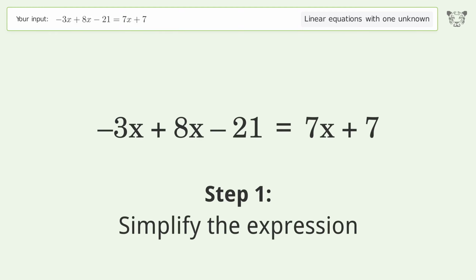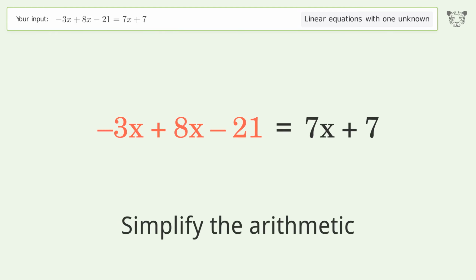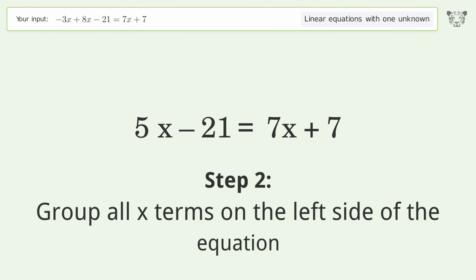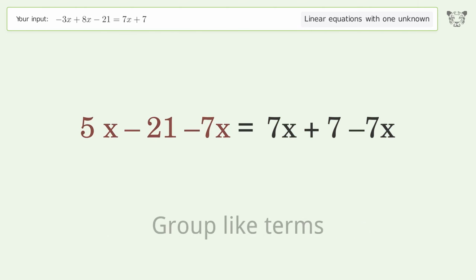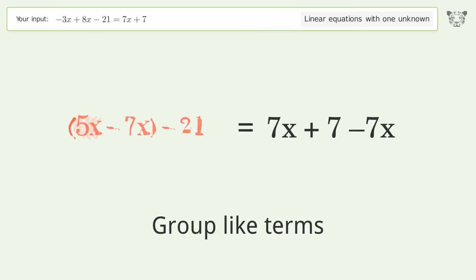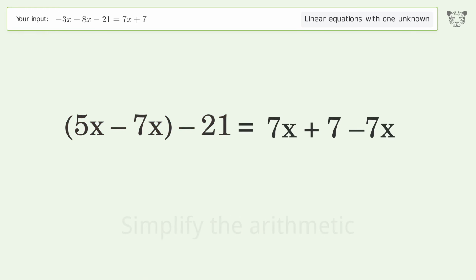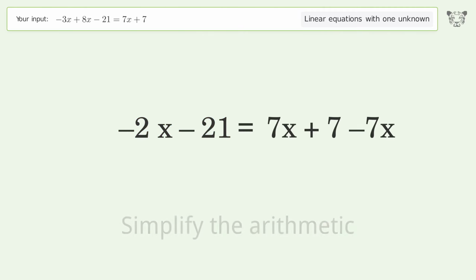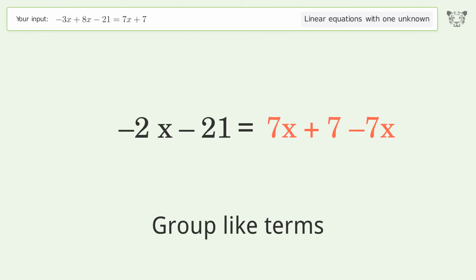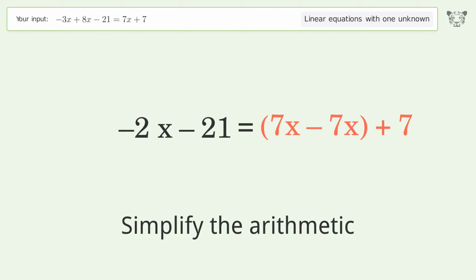Simplify the expression. Simplify the arithmetic. Group all x terms on the left side of the equation. Subtract 7x from both sides. Group like terms. Simplify the arithmetic. Group like terms. Simplify the arithmetic.